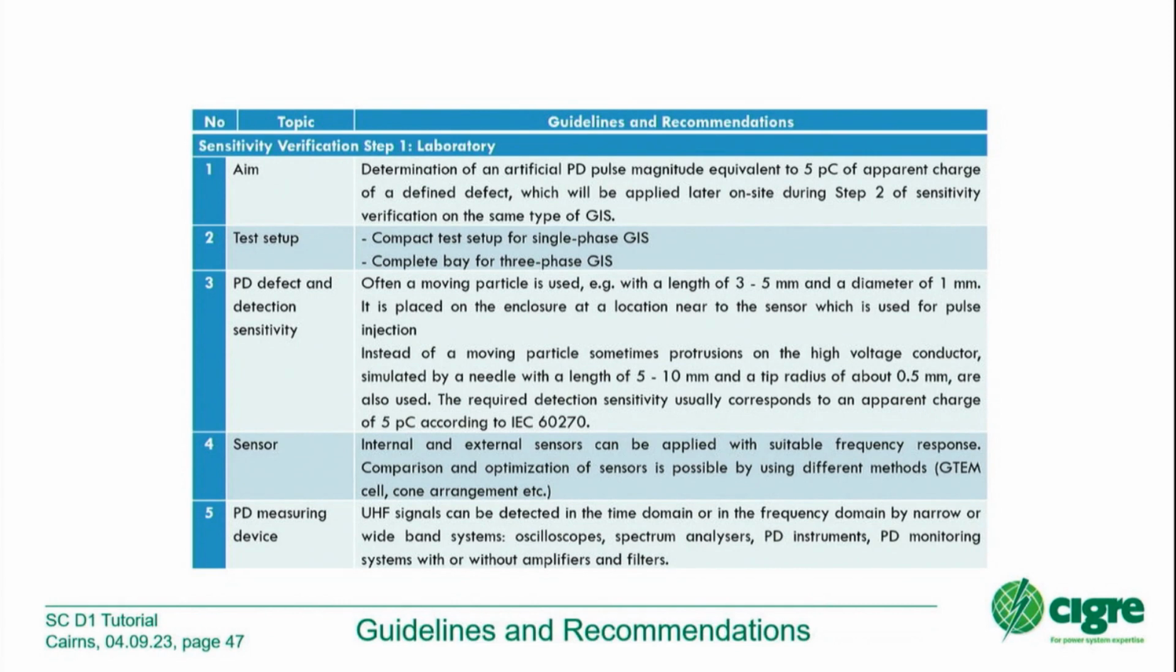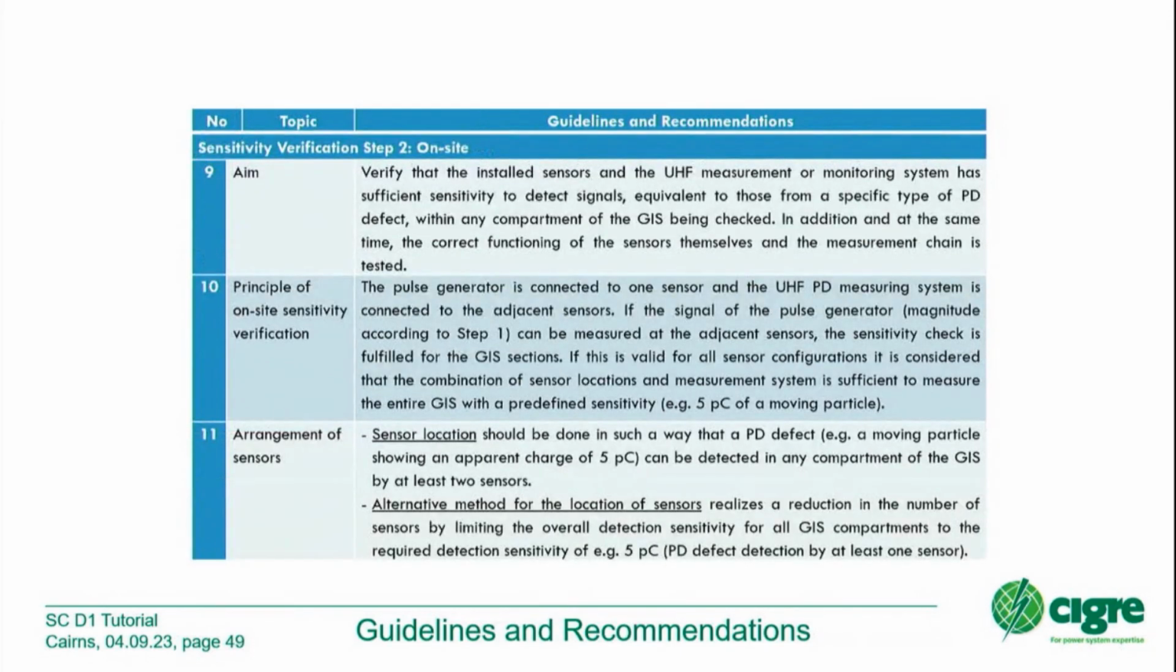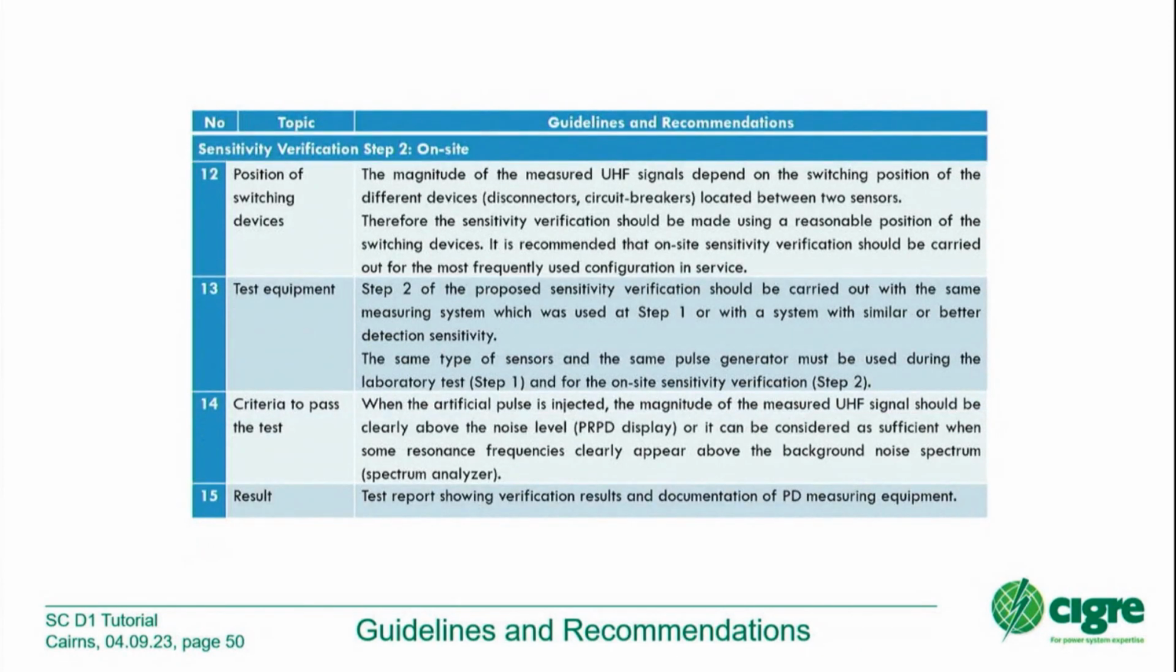Sensors, PD measuring device, pulse generator, requirements, you can make a tick. Determination of artificial pulse magnitude. Results need to be documented, and then it's going on for step 2 on-site. Again, the aim, principle, arrangement of sensors, position of switching devices, test equipment, criteria to pass the test, and result.